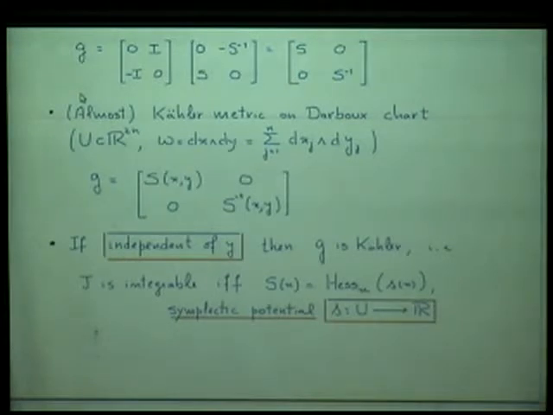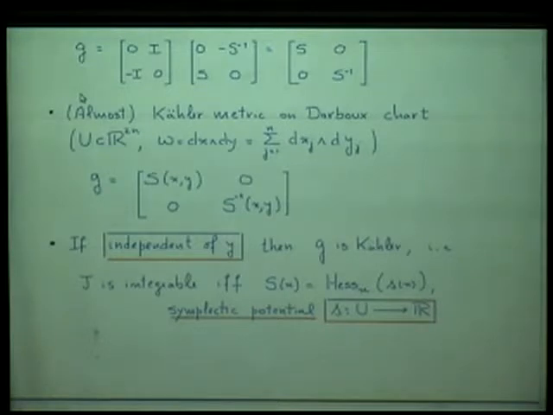Now suppose you go to a local chart on the symplectic manifold. Symplectic manifolds have no local invariants, so I'll assume I have a local chart in R2n where the symplectic form is standard. I'm using symplectic coordinates. And then a compatible matrix of this form will be again of the same type, but now this matrix S changes from point to point. It depends on the X's and the Y's, which are the coordinates I'm using in R2n. So that's still too complicated. So let's assume that it only depends on half of the coordinates. I'll assume that it depends only on X. It does not depend on Y.